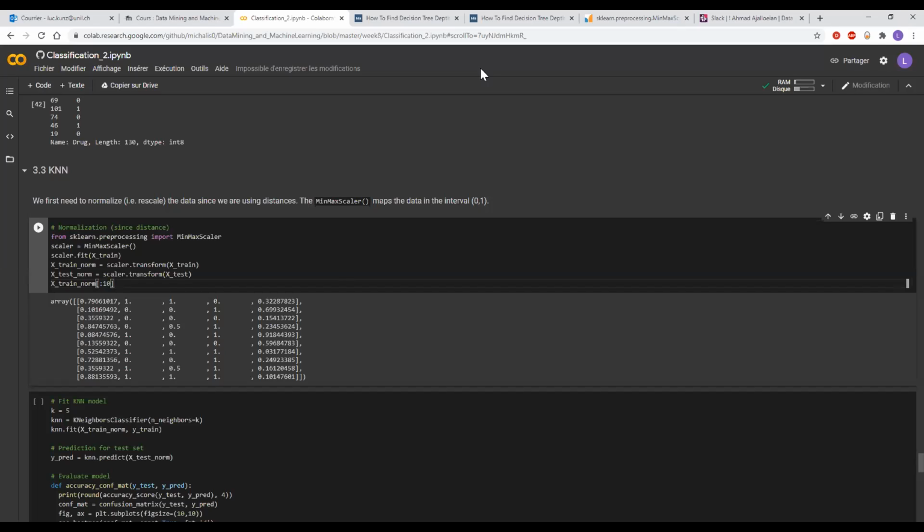So basically, it takes all values, removes the minimum and divides by max minus min, so that everything is rescaled between 0 and 1.